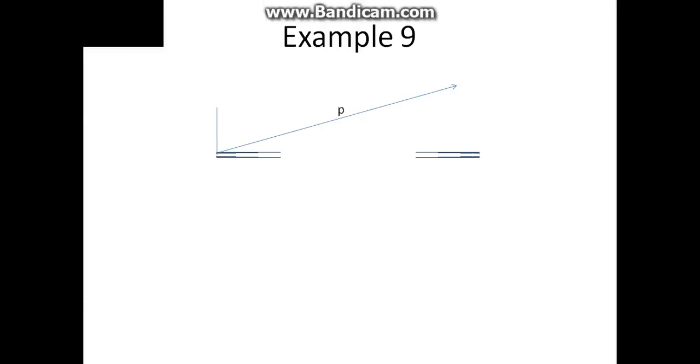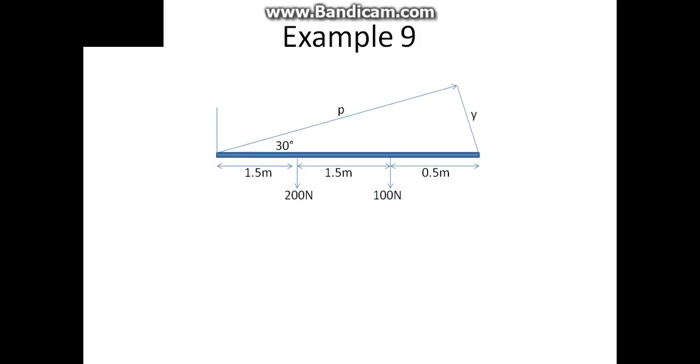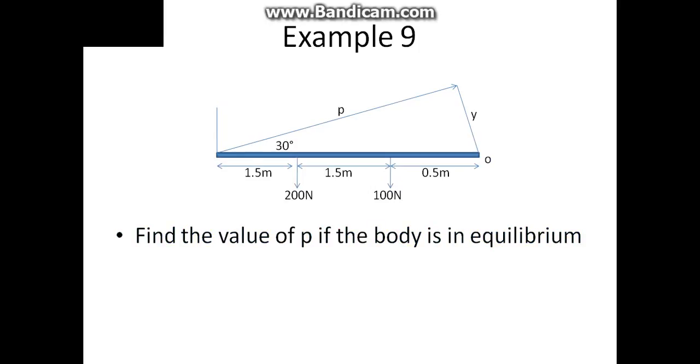From the point where the force P is pulling, there is 100 Newton hanging from a point, and 200 Newton at a distance of 1.5, and the remaining length is 0.5. We are asked to find the value of P if the body is in equilibrium.